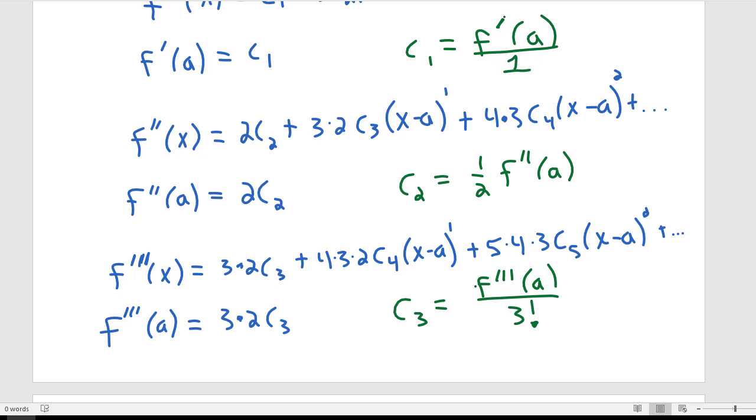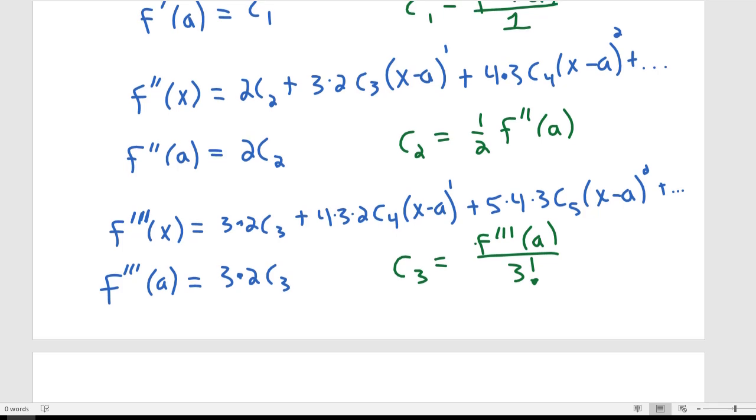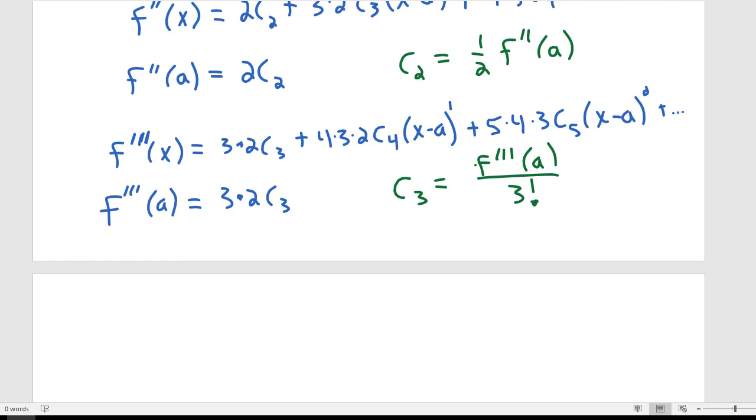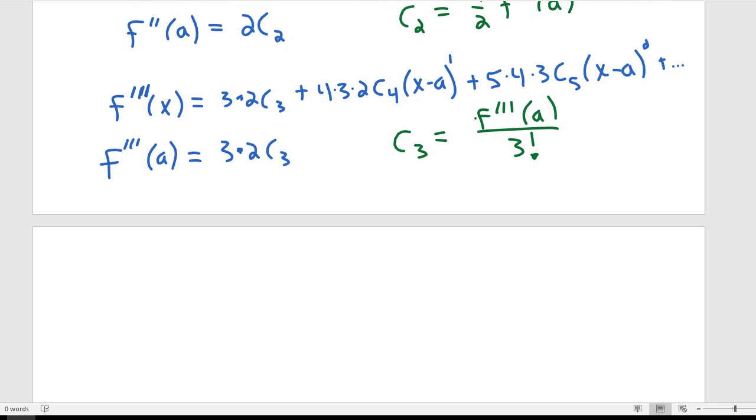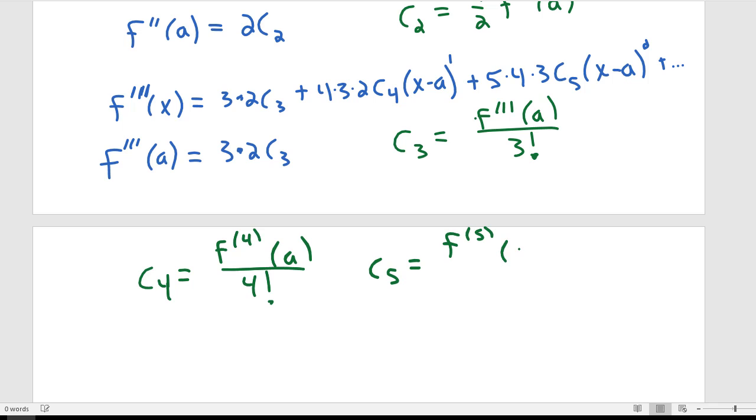So C1 has the first derivative over 1 factorial. C2 has the second derivative over 2 factorial. C3 has the third derivative over 3 factorial. And so that's really going to be our pattern. If we were to do the derivative one more time, what we would see is that C sub 4 is the fourth derivative at a over 4 factorial. We'd see c sub 5 is the fifth derivative at a over 5 factorial.